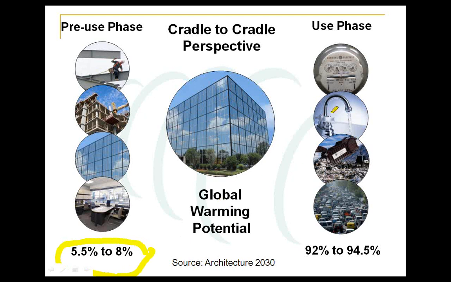The use phase of a building has much larger impact, 92 to 94.5%, according to Architecture 2030. As they point out, as we get closer and closer to zero net global warming potential for buildings, the impacts from the products themselves will have a higher impact proportionally then. So it's important to look at environmental impacts of products.